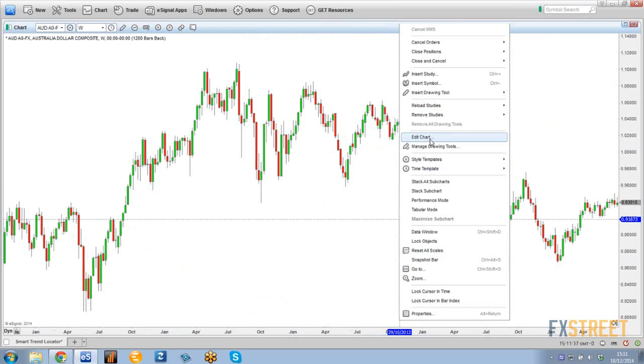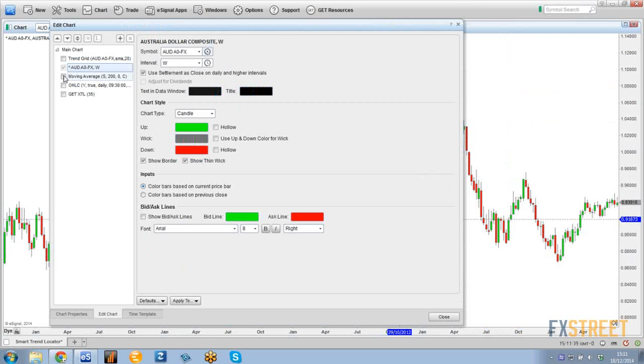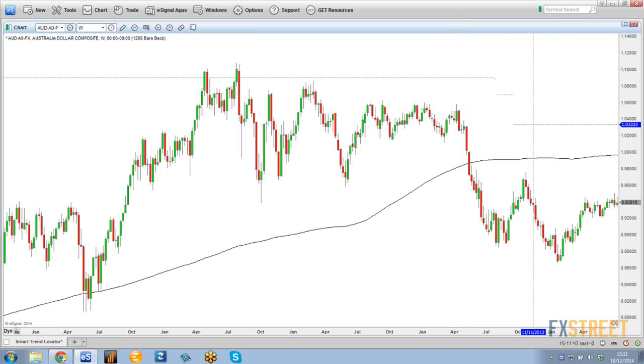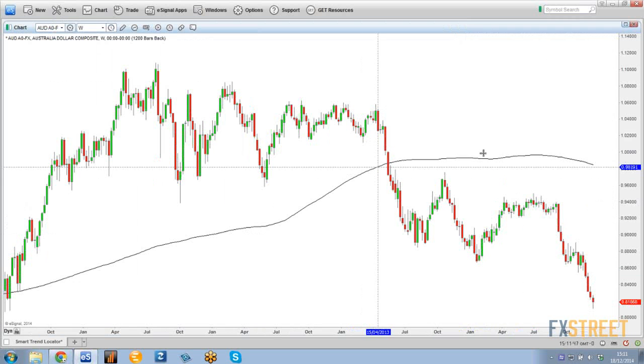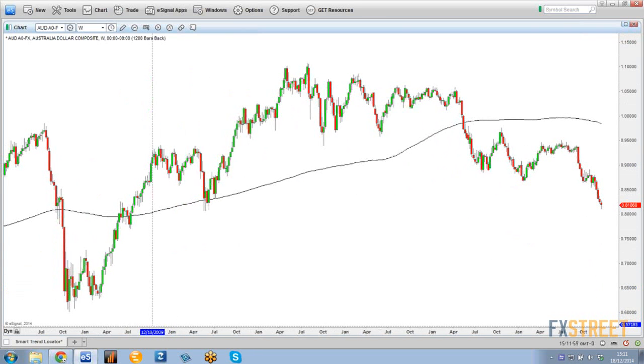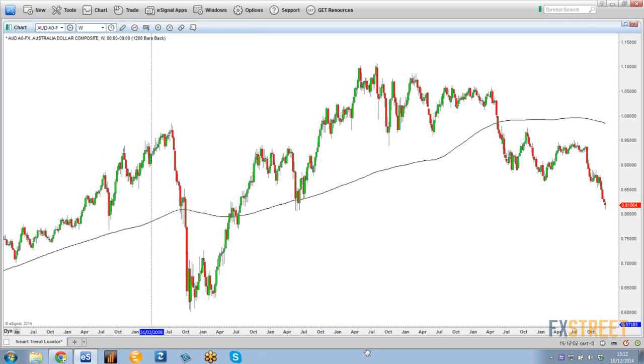On the weekly time frame, I use the weekly 200 moving average. Now, the weekly 200 moving average acts as a major area of support and resistance. Again, this is not something I've created. This is institutional knowledge. This is what the hedge funds, the big dogs, all use.